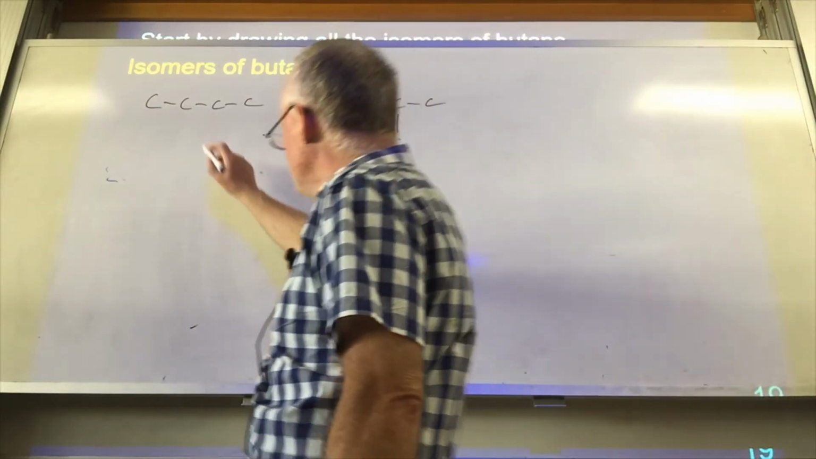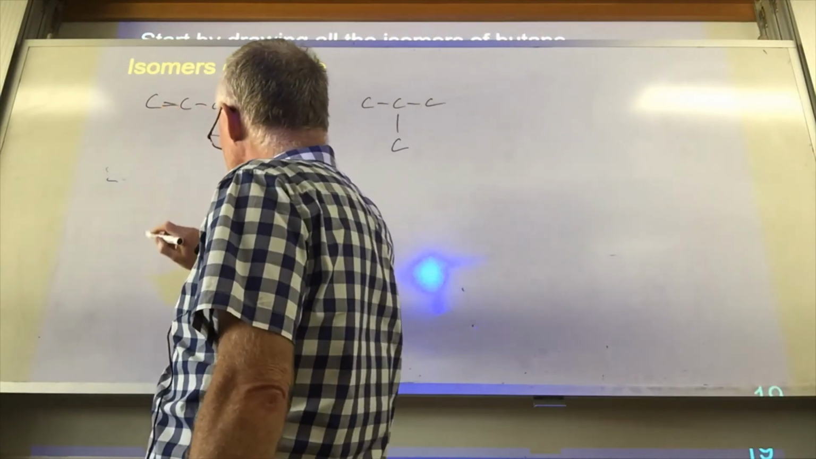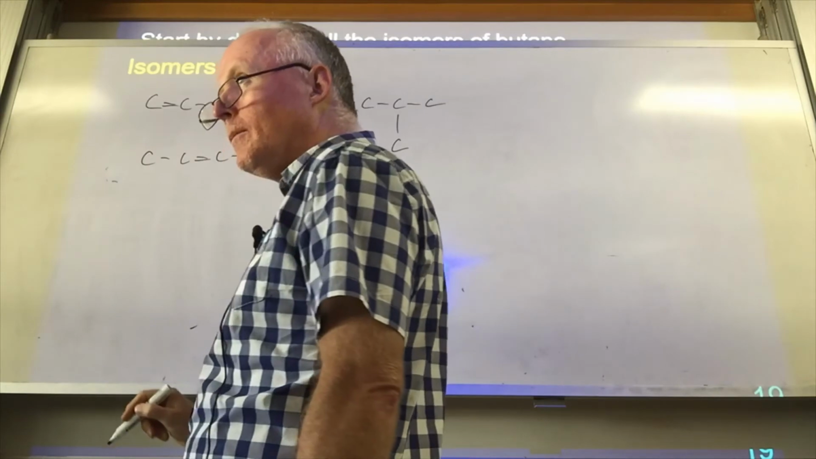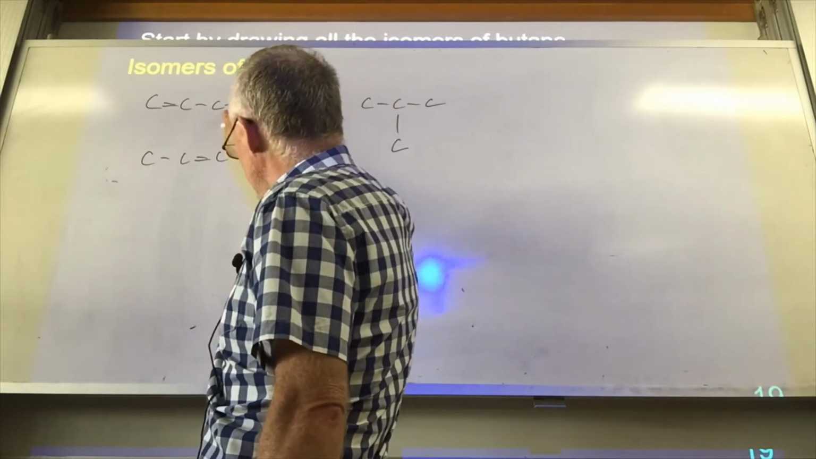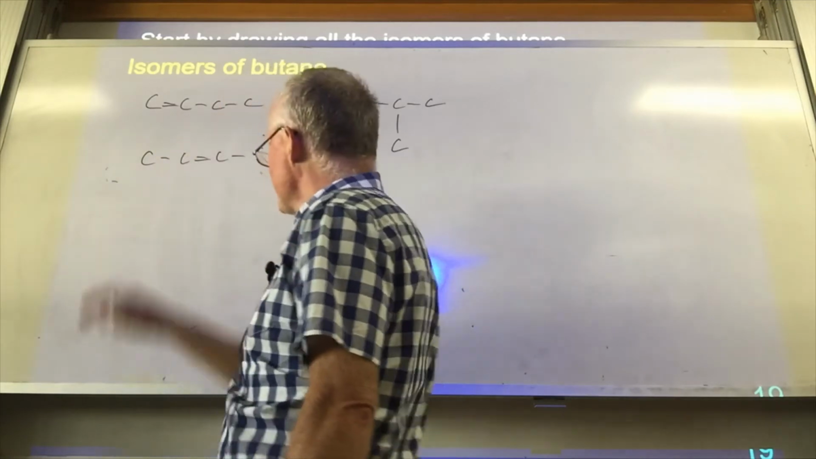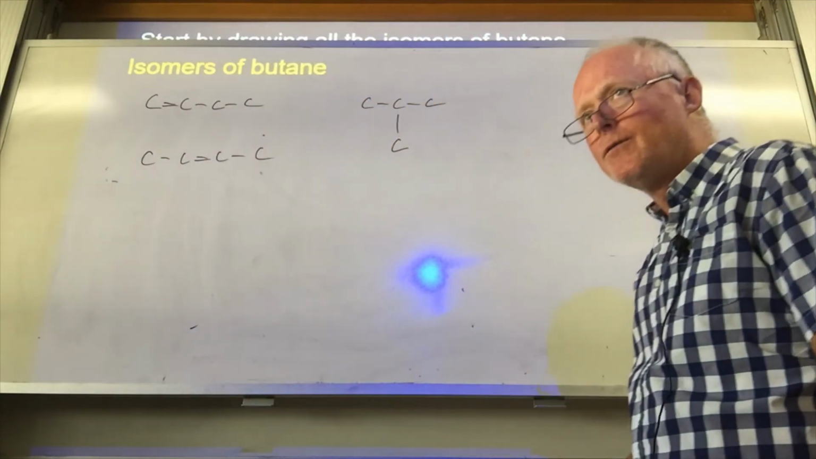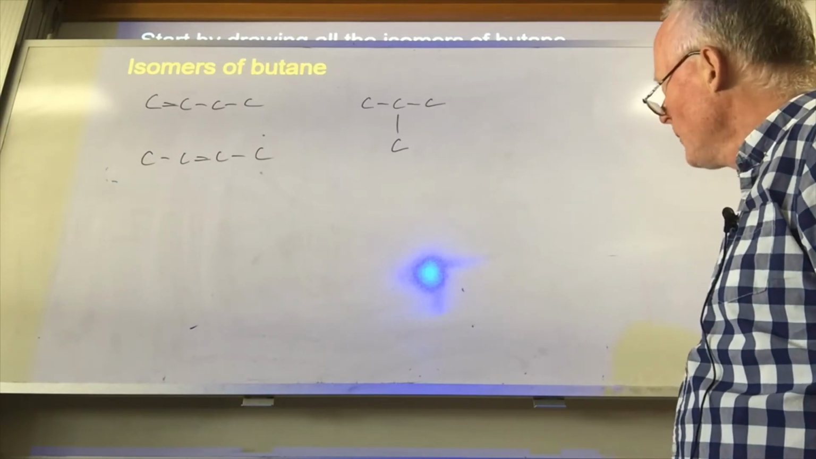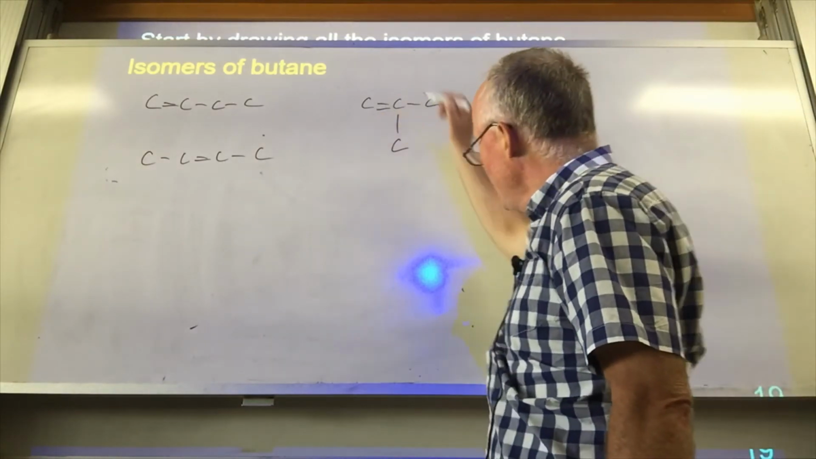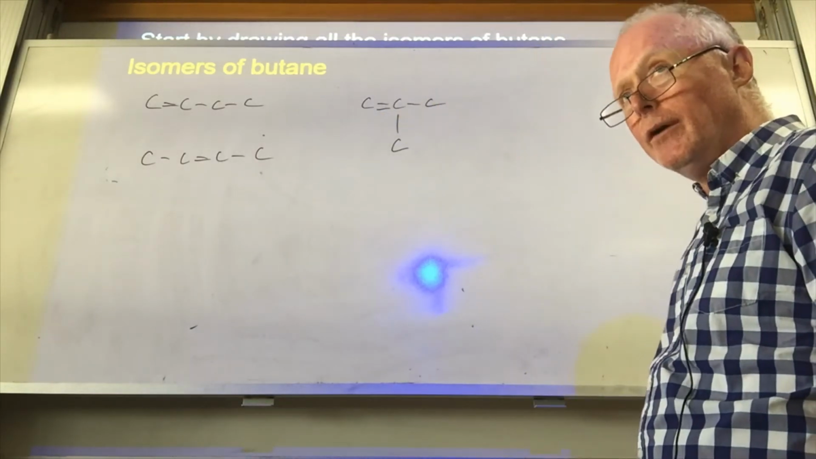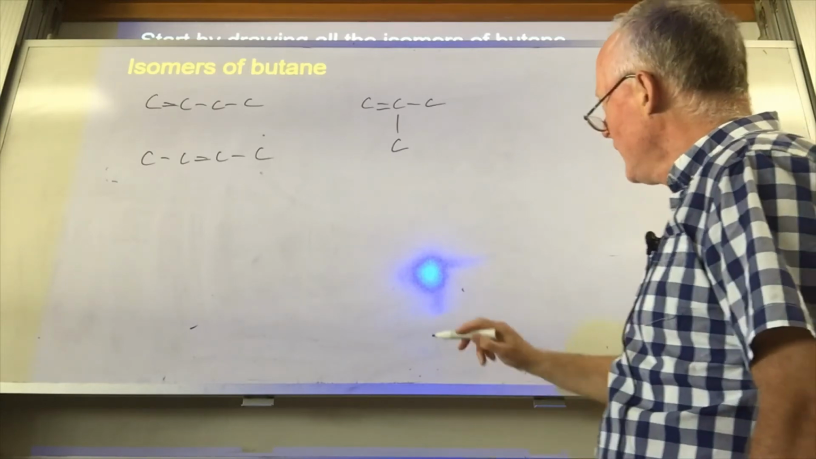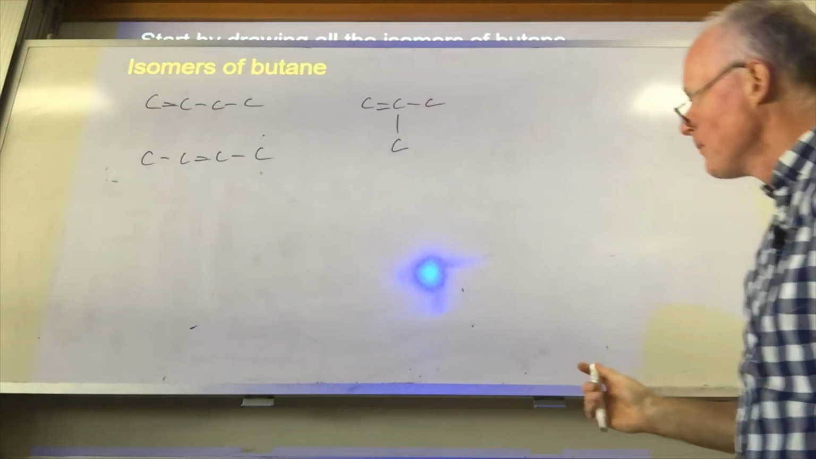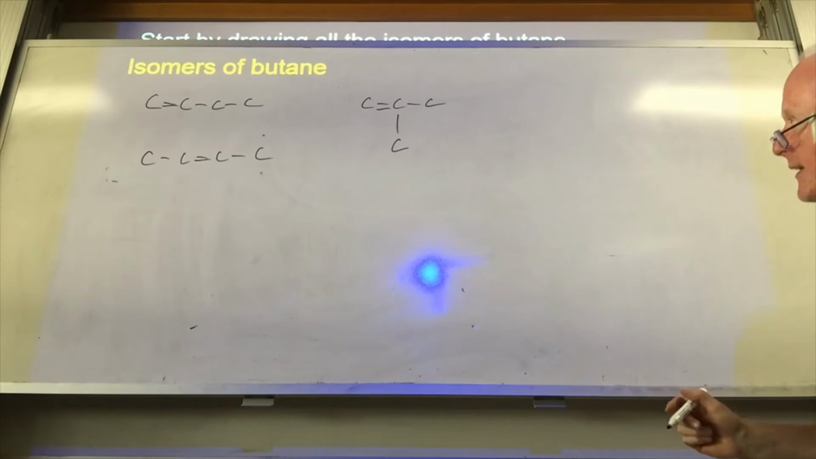So first of all, double bond can go there. Where else can it go? It can go in the middle. Can it go between those 2 carbons? No, because that would be exactly the same as this one. So they're the 2 options for a double bond in N-butane. What about in methyl propane? Well, we can put a double bond there. Is there anywhere else we can put the double bond? No, because in each case it's going to be between the end carbon and one of the middle carbons. So there's only 3 isomers of butene.